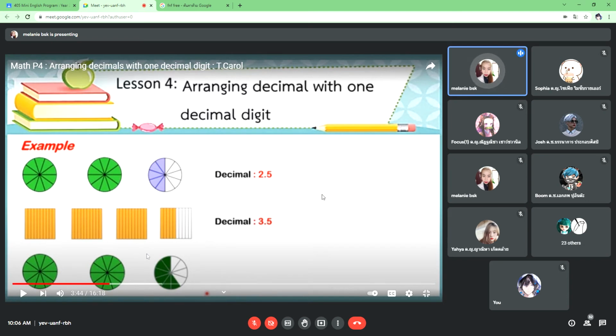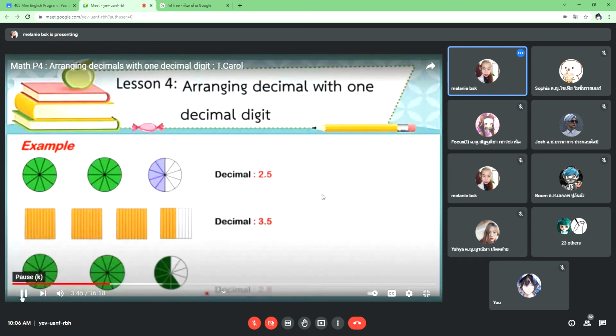Those circles are divided into 1, 2, 3, 4, 5, 6, 7, 8, 9, 10 equal parts. Okay, so 2 circles are all shaded. And the other circle, how many equal parts are shaded? Anybody? If you're going to write it in decimal, how are you going to write it? Or how are you going to say it? 2.6. Let's see if you are correct.